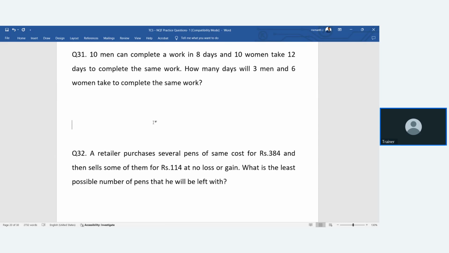So here, what is the answer? 10 men can complete the work in 8 days. 10 women can complete the work in 12 days. 3 men and 6 women together. First of all, we have to give the relation between that men and women.